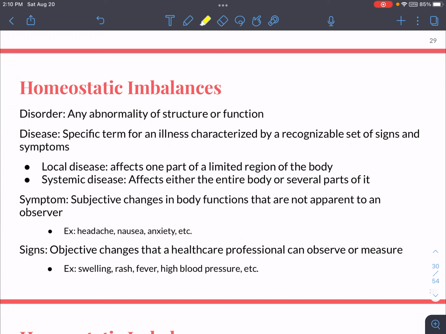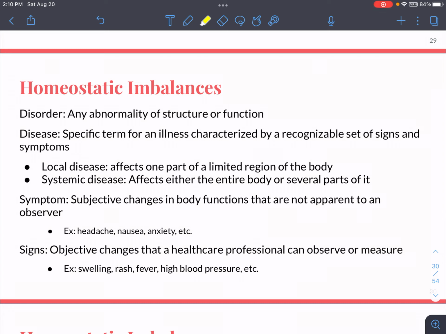Like diabetes, there's lots of signs and symptoms. And once you're diagnosed with diabetes, there's lots of diseases to watch out for that affect you. If you have diabetes, because your body is having a hard time maintaining homeostasis, it takes longer to recover from things. There's local diseases that could affect one part of the body. There's also systemic diseases that affect either the whole body, from head to toe, or several parts of it. Like diabetes is a systemic disease.